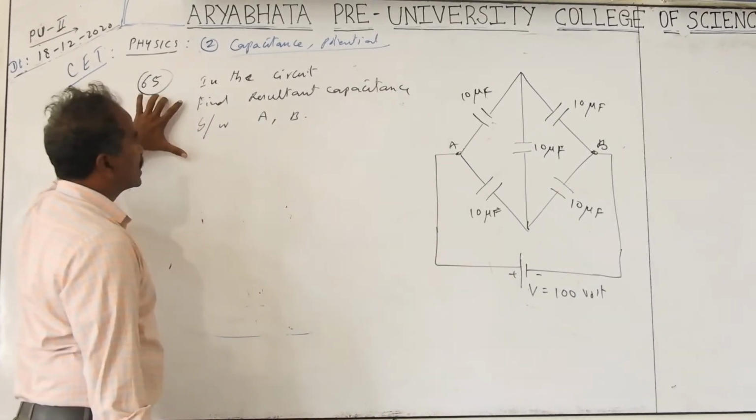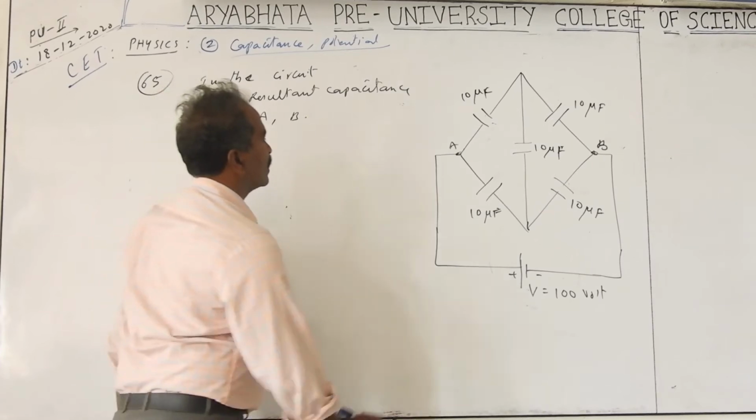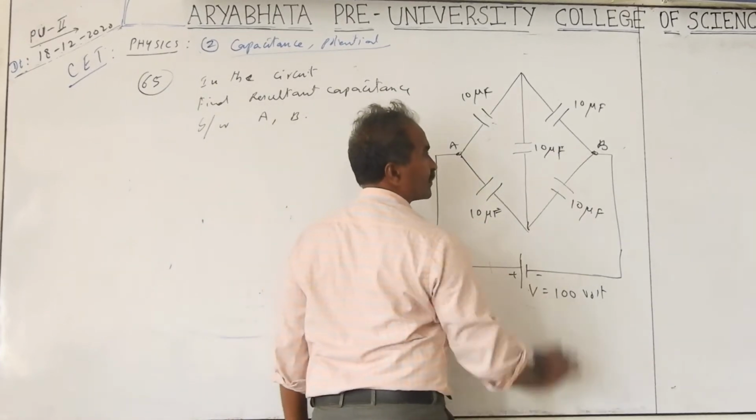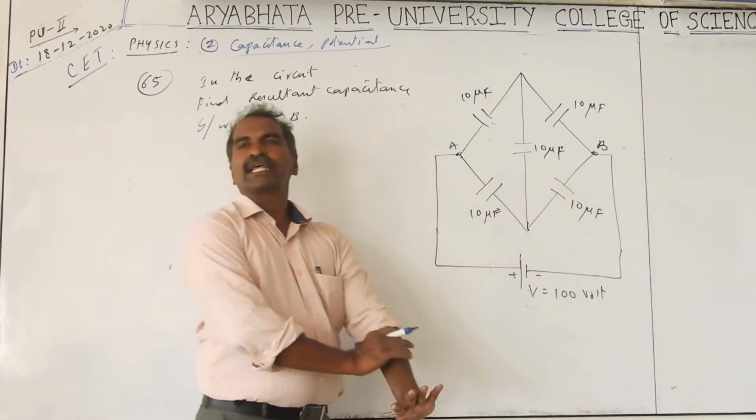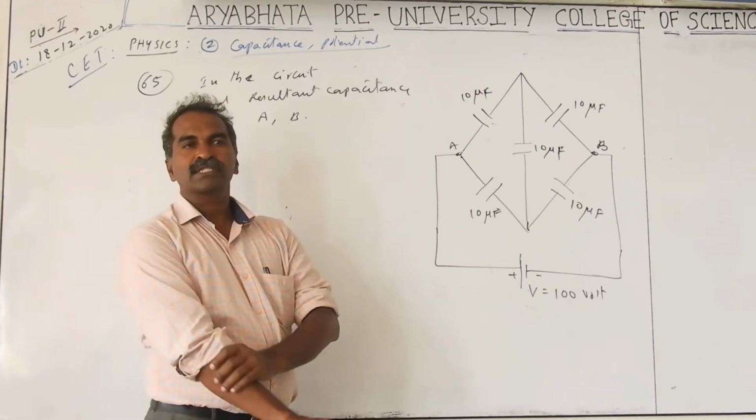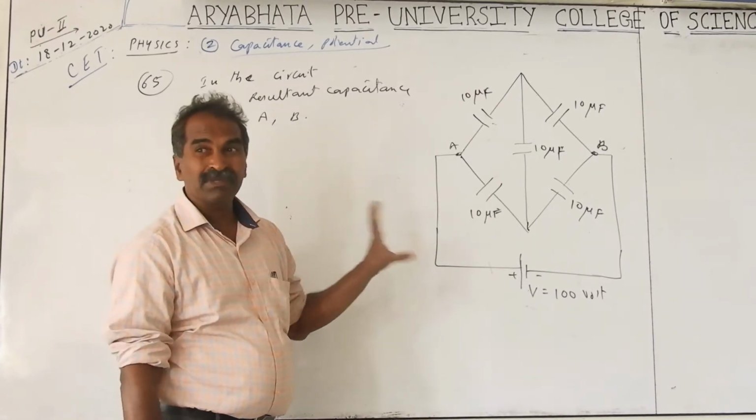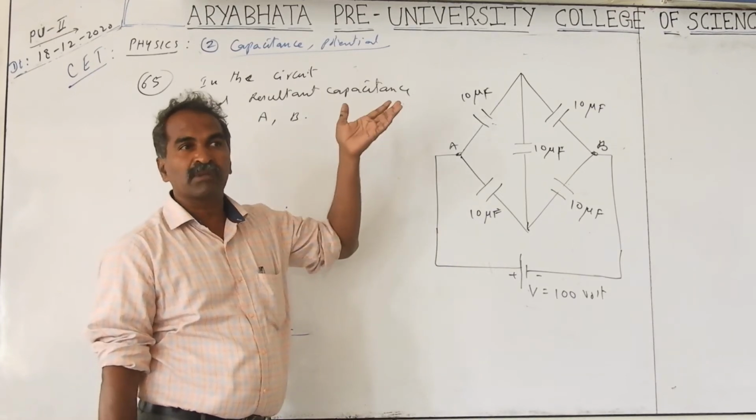Next, the 65th question: for the given circuit, find the equivalent capacitance between A and B. The same problem comes for electrical resistance also. This is called the Wheatstone bridge. A similar diagram problem also comes in heat and thermal properties.